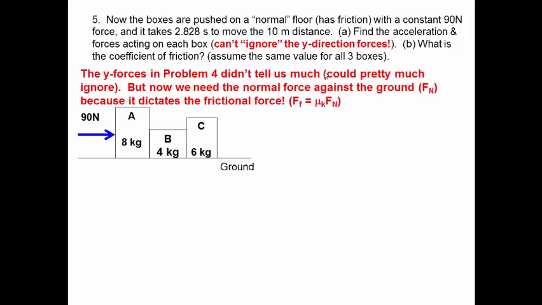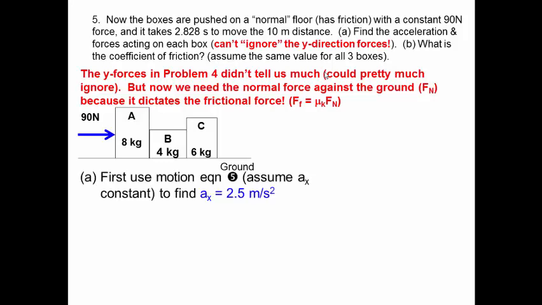In the previous problem, the y forces didn't really do anything for us, and we could pretty much ignore them. They weren't doing anything interesting. However, now we need them because a normal force tells us how much the force of friction will be. So we need to use those normal forces. They will be much more important now.